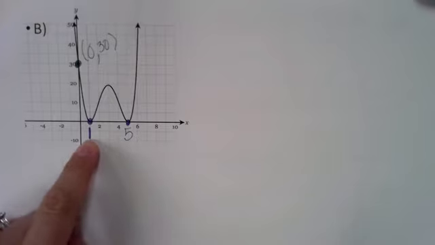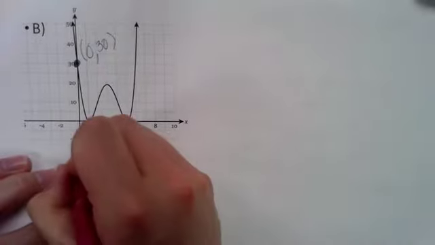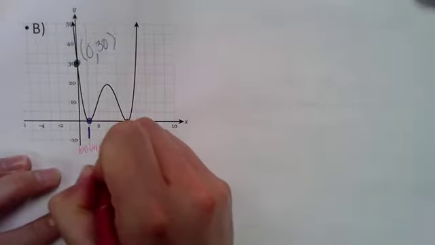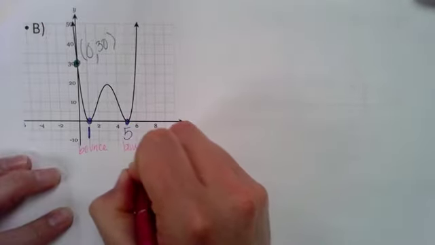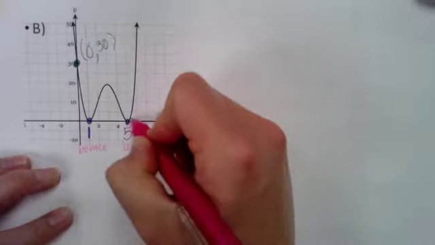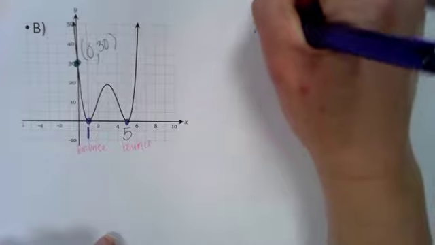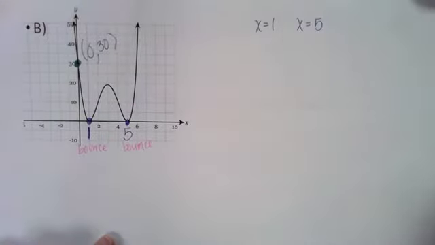Zero, 30. Okay, so those are the important things. What do you notice about the graph at x equals 1? What's the curve doing? It's got a bounce to it. Bounce. And at 5, it's also got a bounce. It's hitting that x-intercept and bouncing off of the axis. Okay? And so I'm going to start with my x-intercepts. I know x equals 1, and I know x equals 5.